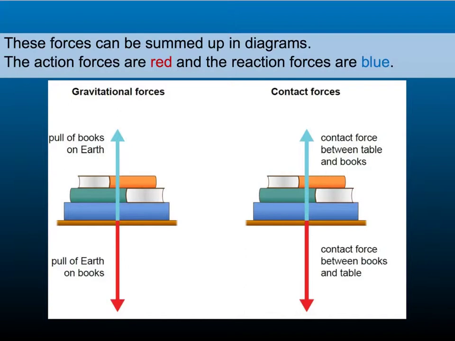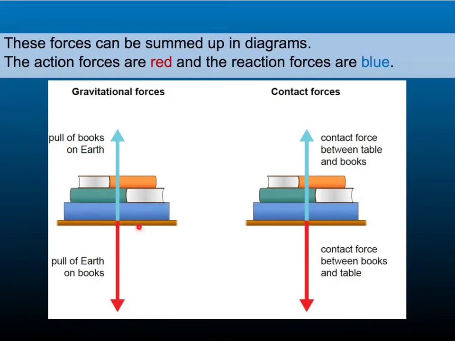Sometimes there can be more than one pair of forces acting on an object. If we take these books resting on a table, for example, the first pair of forces that is acting is the gravitational forces. You have the Earth, or the Earth's gravity, which is trying to pull the books down. But you need to remember that the books are also an object with mass, so they have their own gravity. So the book's gravity is trying to pull the Earth back.